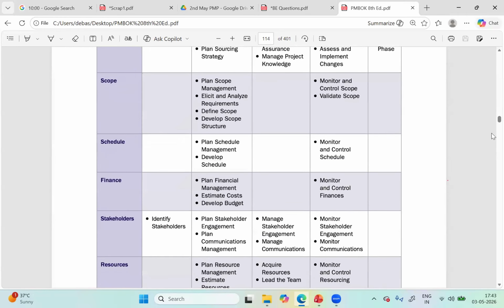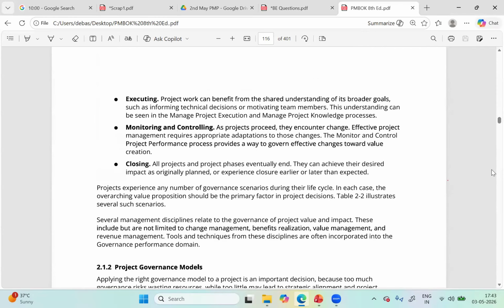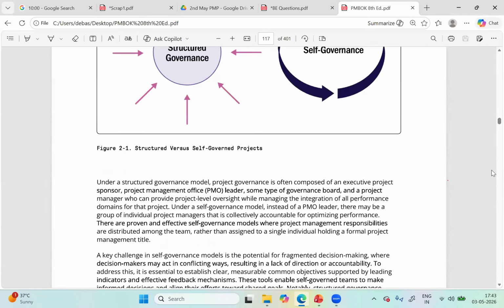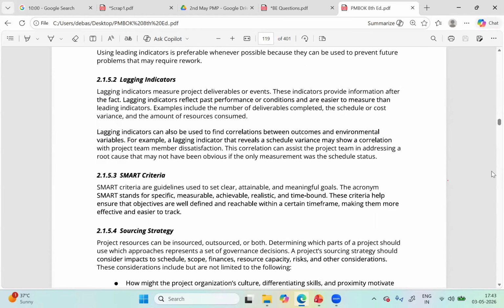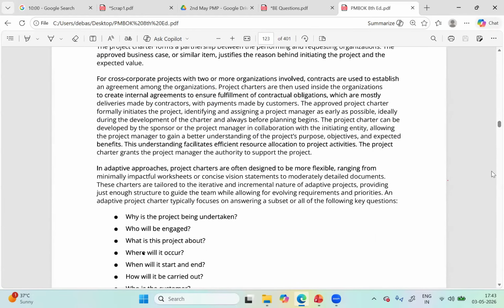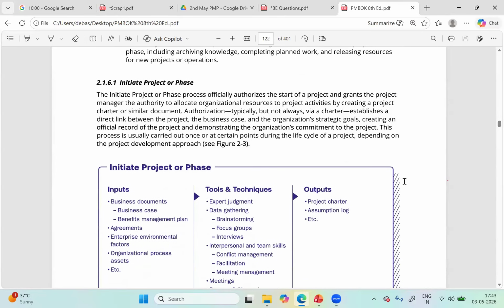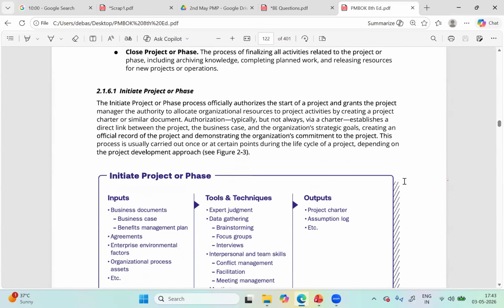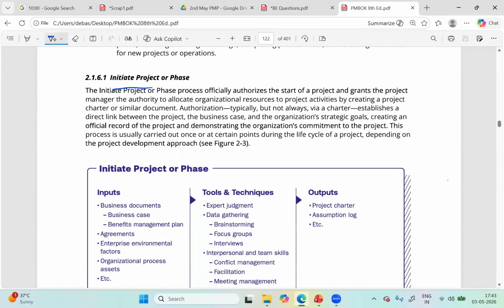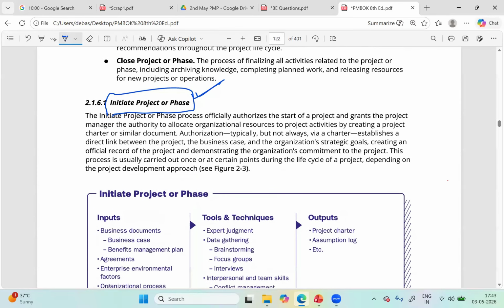That's the table, this is showing you from PMBOK. Look, I have gone here for you. Just to show you one thing: this is the first process that we are going to implement in any project, initiate a project or phase. I did show you in the map.